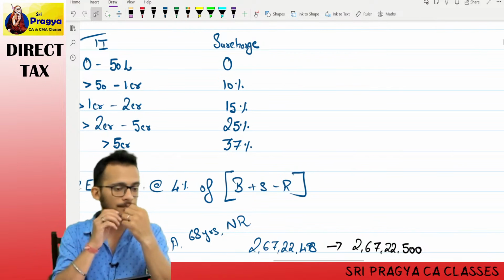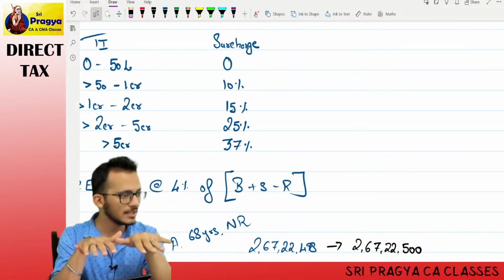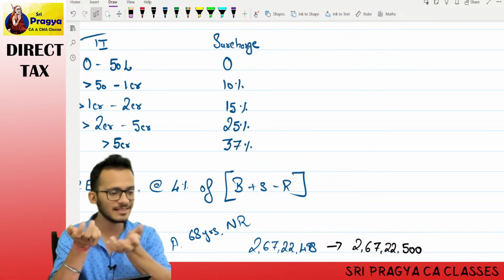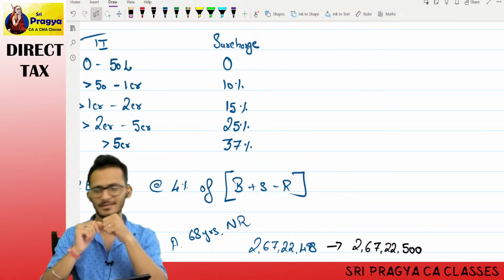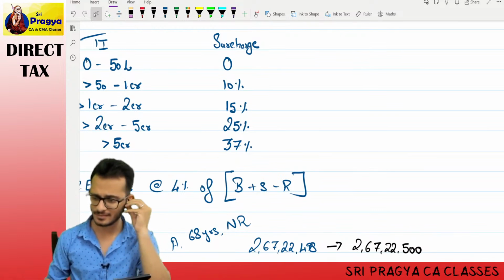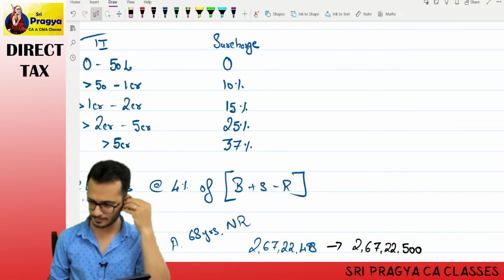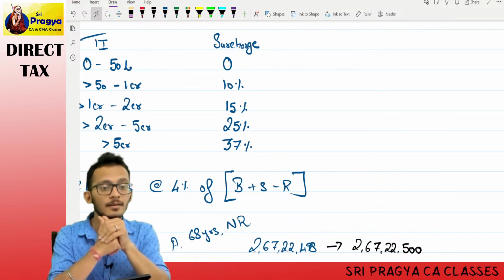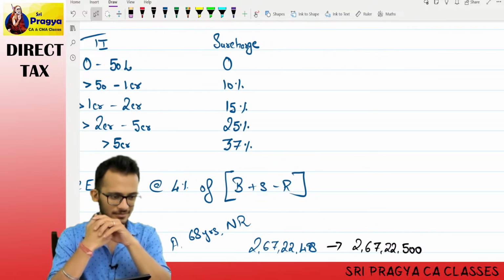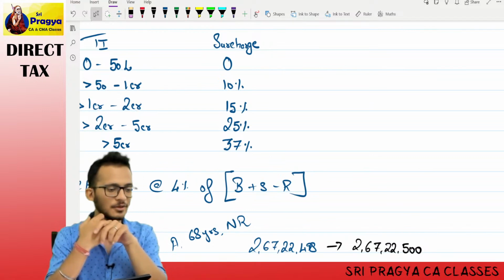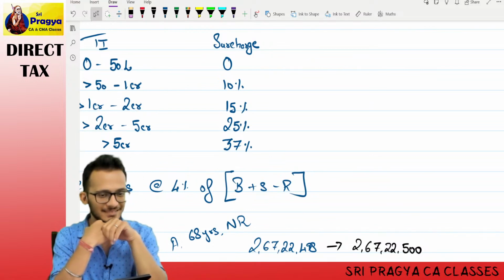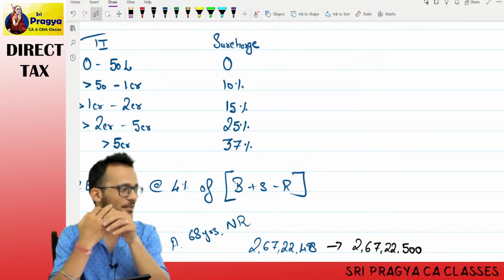People, your numbers. Everything else is the same. Surcharge, cess, rebate, everything is the same. Yes, 100%. If you are going to the new regime now, you won't pay education cess.